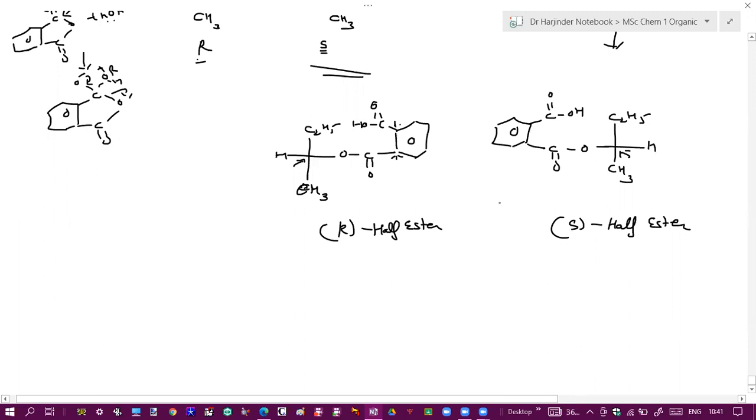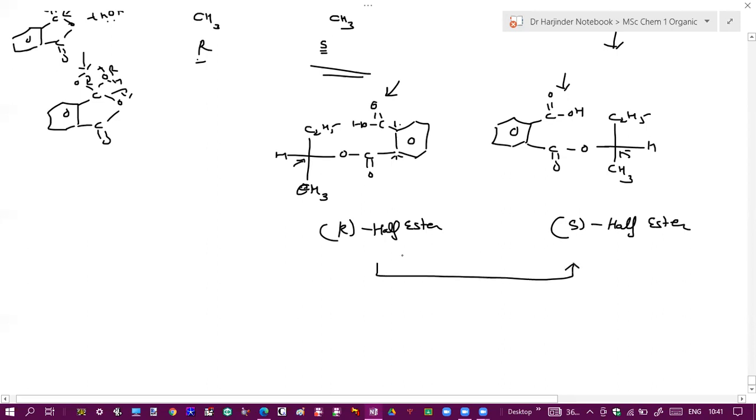But here in this case, what we have done is we have put this carboxylic group. And now we can use this carboxylic group to convert this enantiomeric mixture into diastereomeric mixture, as we have done in cases of acidic compounds. So what resolving agent should be used over here?